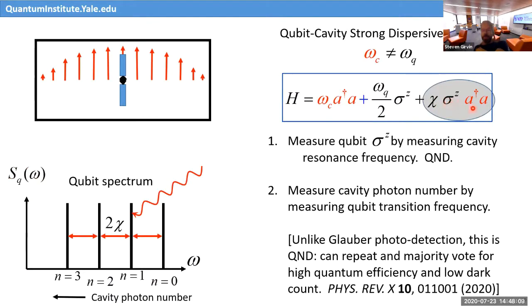But you can also reinterpret this term as saying, oh, actually, it's not the coefficient of A dagger A that depends on sigma z, but the coefficient of sigma z depends on the number of photons in the cavity. And that tells you that the qubit spectrum, the transition frequency of the qubit, shifts by 2 pi every time you add a single photon. So that's a quantized light shift.